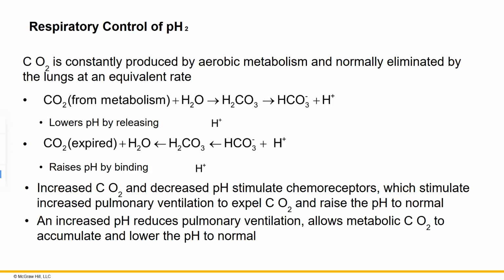Increased carbon dioxide and decreased pH stimulate chemoreceptors, which stimulate increased pulmonary ventilation to expel carbon dioxide and raise the pH to normal. An increased pH reduces pulmonary ventilation, allows metabolic carbon dioxide to accumulate and lower the pH to normal.